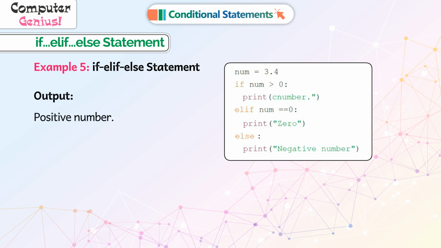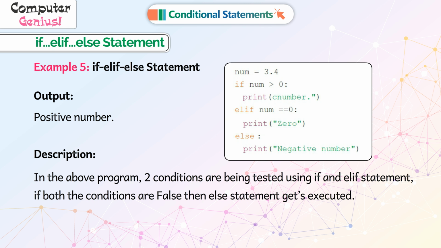Output: Positive number. Description. In the above program, two conditions are being tested using if and elif statements. If both the conditions are false, then the else statement gets executed.